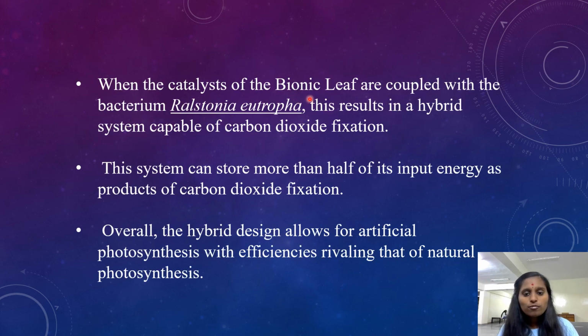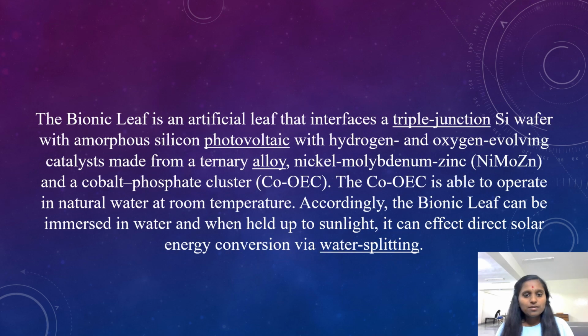When the catalysts of the bionic leaf are coupled with the bacterium called Ralstonia eutropha, this results in a hybrid system capable of carbon dioxide fixation. The system can store more than half of its input energy as product of carbon dioxide fixation. Overall, the hybrid design allows artificial photosynthesis with efficiencies exceeding that of natural photosynthesis.